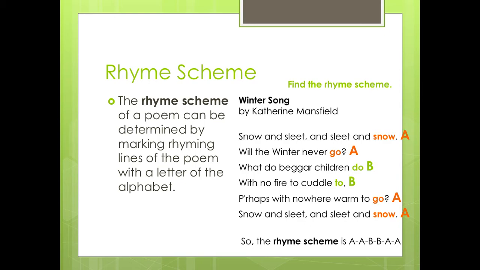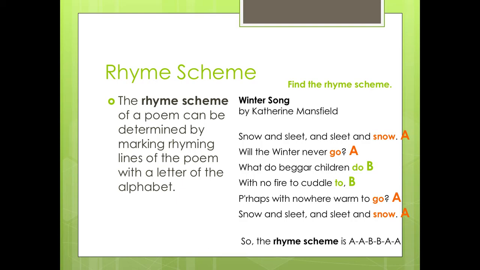The first 2 lines rhyme, the second 2 lines rhyme, and then the last 2 lines rhyme again, but they rhyme with the first 2. So this is a little bit more complex. This can determine the rhythm of a poem and how it goes.